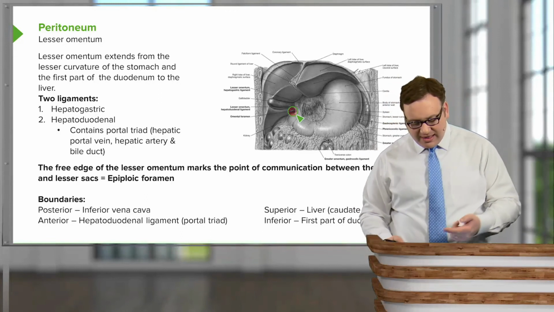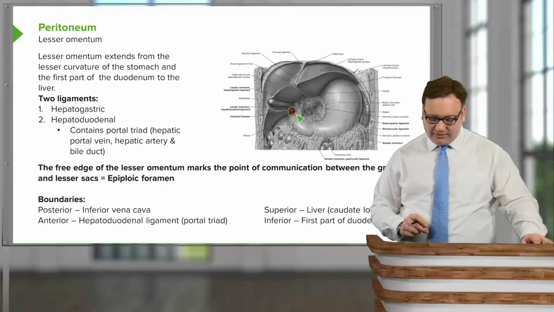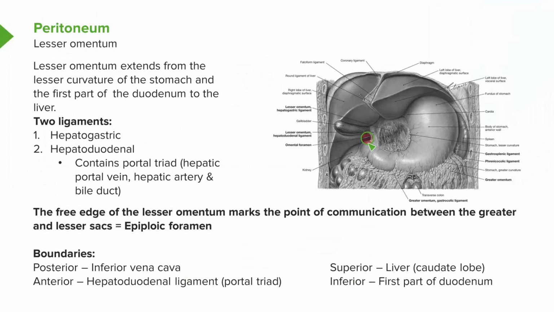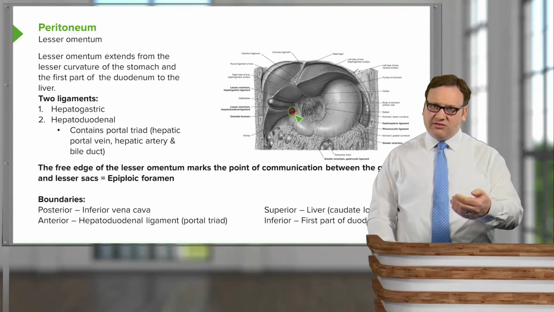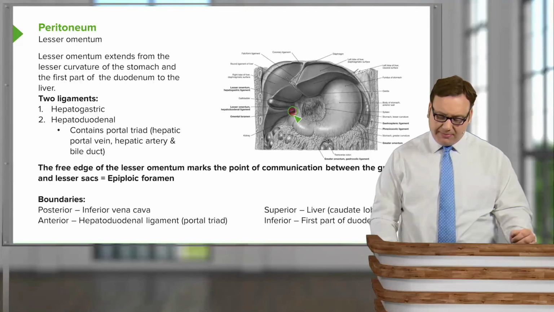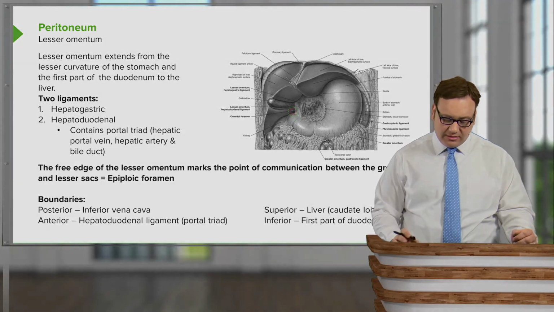If your finger's in this foramen, then posteriorly, you'd find your inferior vena cava. Anteriorly, you'd find your hepatoduodenal ligament and the portal triad. Superiorly, you'd have the caudate lobe of your liver. And inferiorly, you would have your duodenum, the first part of the duodenum. With your finger communicating between the greater and lesser sacs, they're the boundaries of the epiploic or the omental foramen.